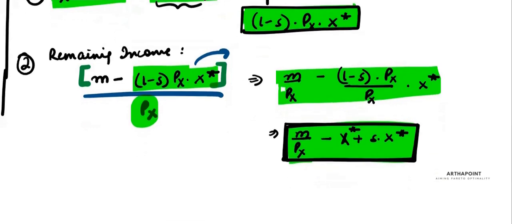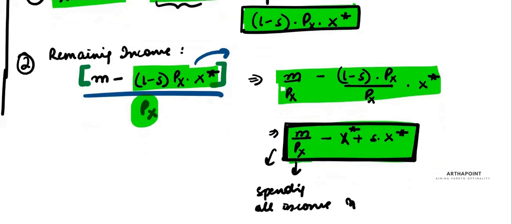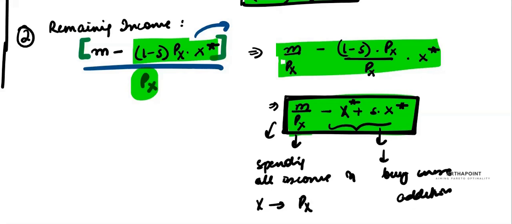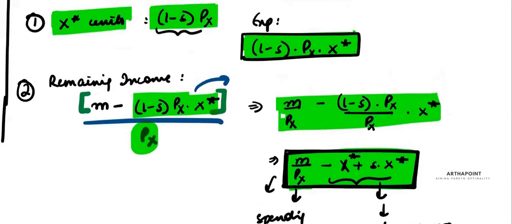So you can actually interpret this also. This is spending all income on X if the price is PX. And this is saying that you are able to buy these additional units. So this is the remaining income being spent and consumed.